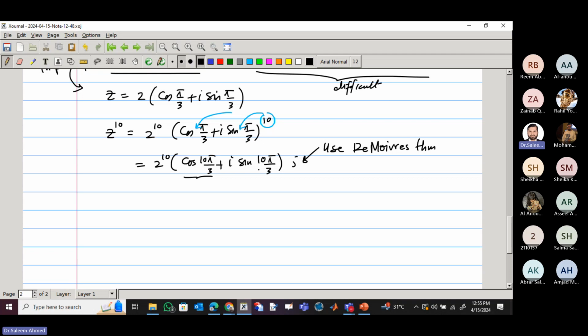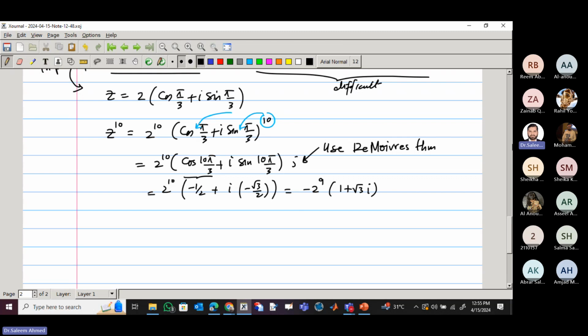So 10 pi by 3, 10 into 60, so that is minus half, and plus iota sine 10 pi by 3 gives you minus square root of 3 by 2. And 2 to the power 10. So here, 1 by 2 is common, so I can write minus 2 to the power 9, and inside you will get 1 plus square root of 3 iota. So see, getting the power reduced to this one.